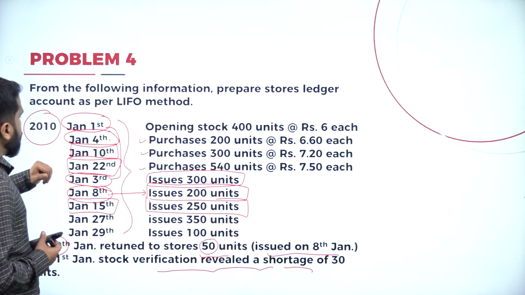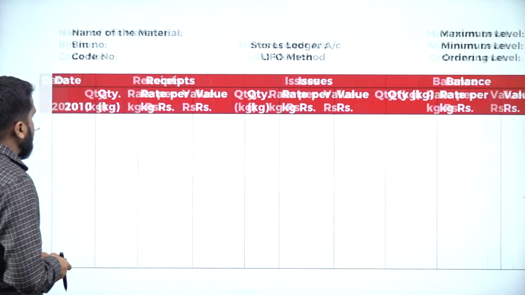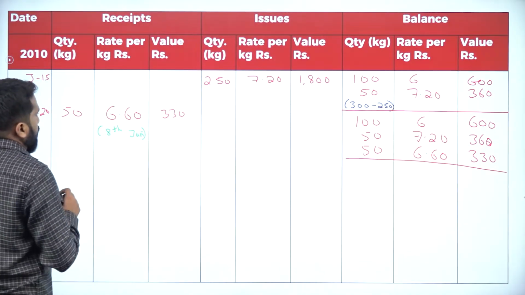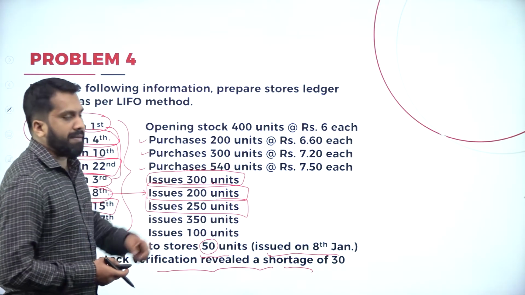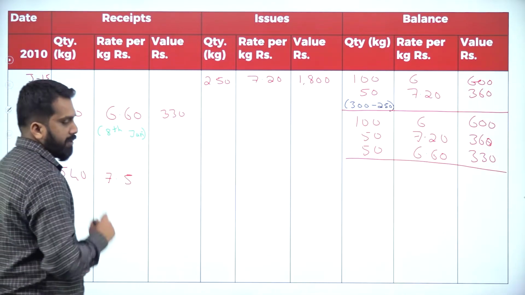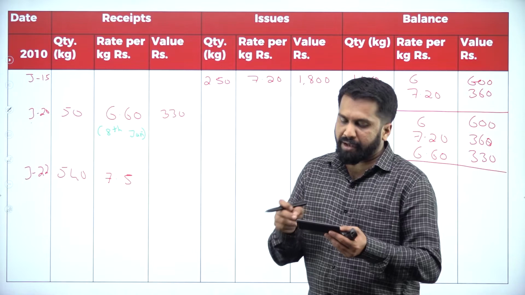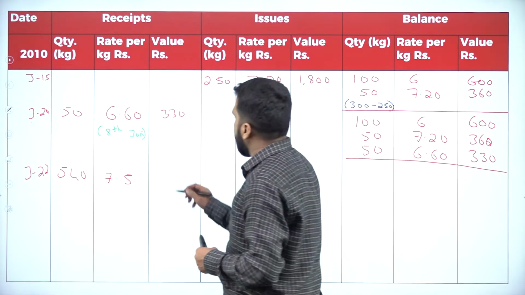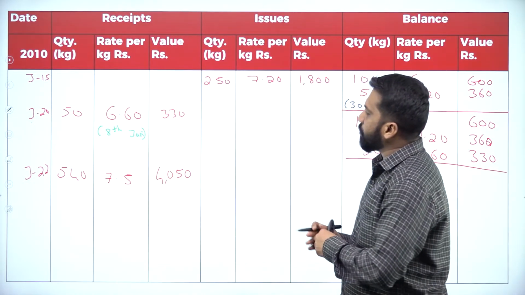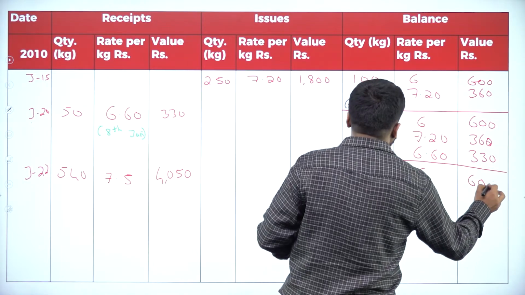January 22nd. How many entries we have? Still we have almost 1, 2, 3, 4. Now, we'll go for January 22nd, 540. So, how much? 540 at 7.5. We'll calculate this, 540 multiplied with 7.5. You will get 4050. How much? 4050.